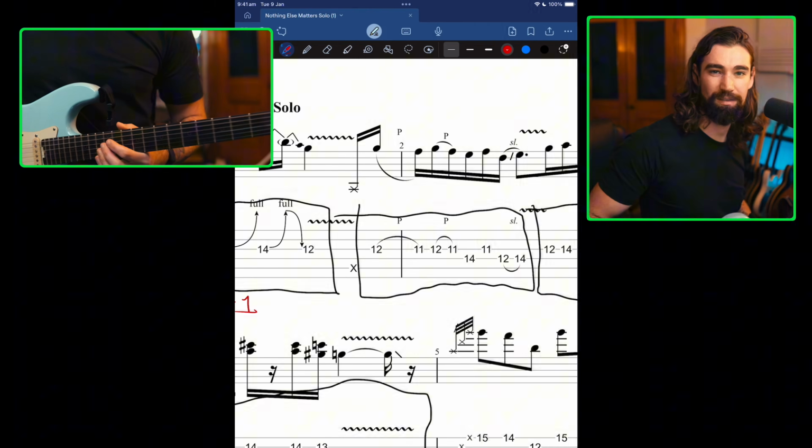So already, just from analyzing that first bit of the solo, I've got a useful little lick that I can repurpose and make my own and use in my own improvising. So let's keep going with this. So now let's look at the next phrase.